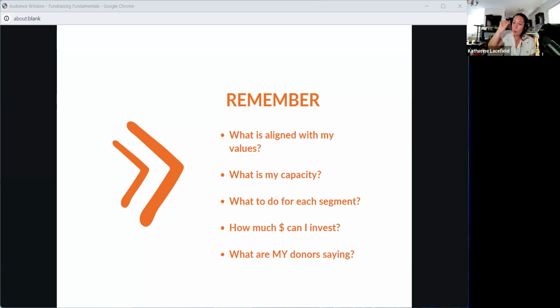And then establish, what are you going to do for each segment? Okay, my top donors are going to get a phone call. They're going to get coffee chats. They're going to get this. But for people on priority 4, the ones who, let's say, have not given a lot, just sending a thank you email is perfectly okay. So you have to really establish what you are going to do for each of your segments.